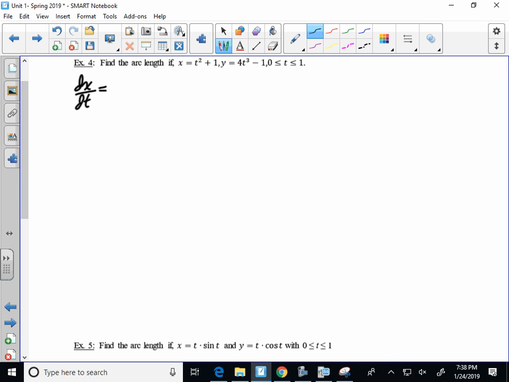All right, so we're finding the arc length. They give us a closed interval for t, 0 to 1. So dx/dt, pretty easy. It's just a little power rule. dy/dt, same deal, just power rule. 12t squared.